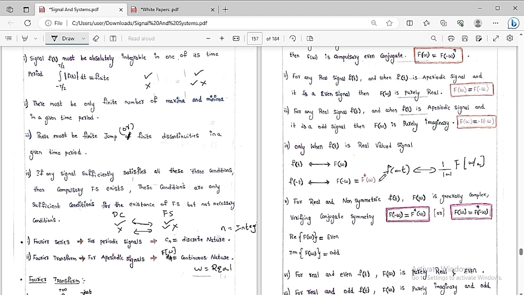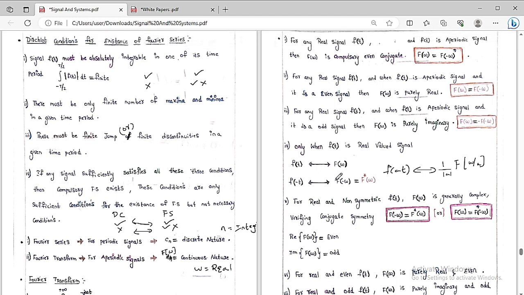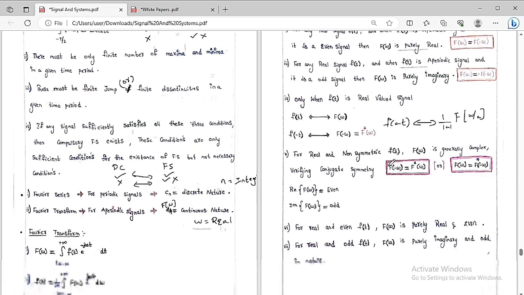So this is only for the real valued signal. These concepts that we are dealing with, what we are basically studying, are only for the real valued signals.